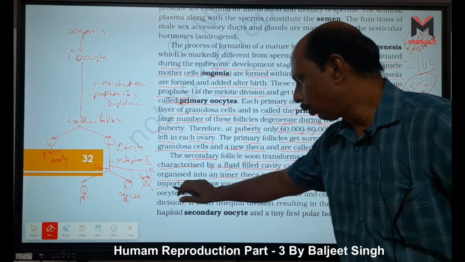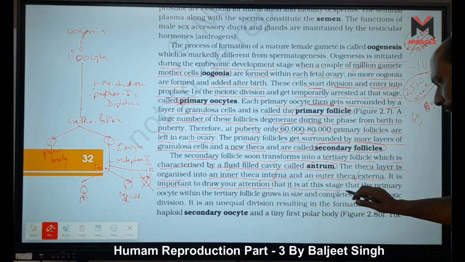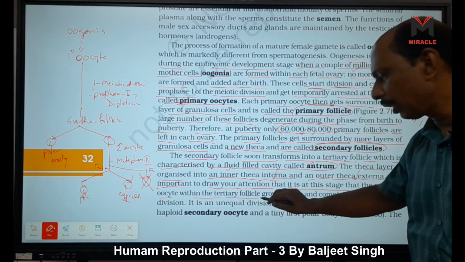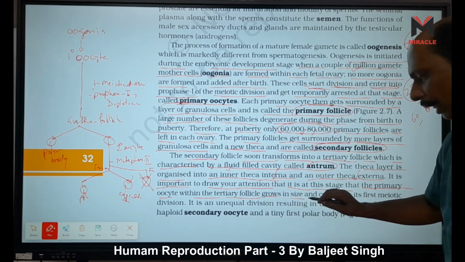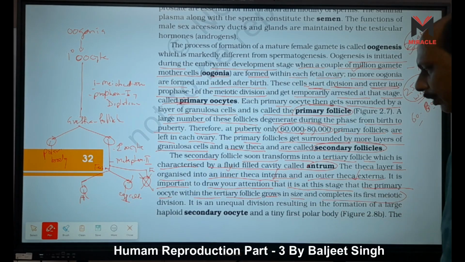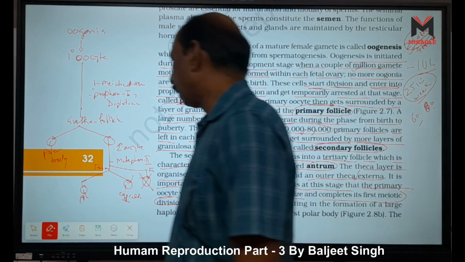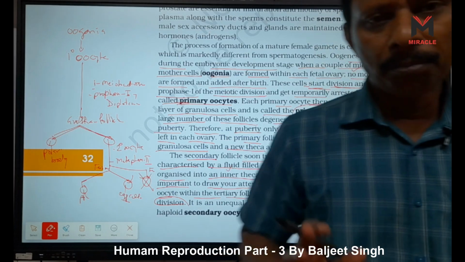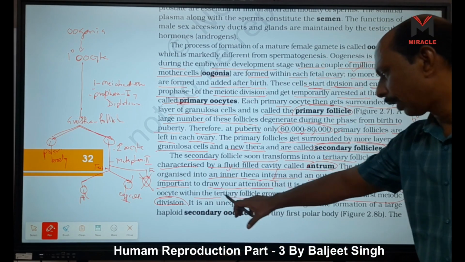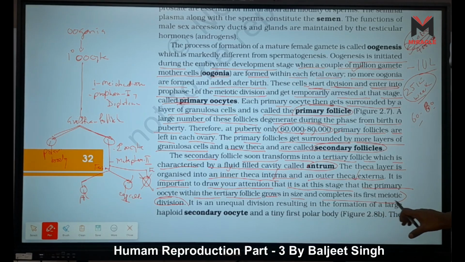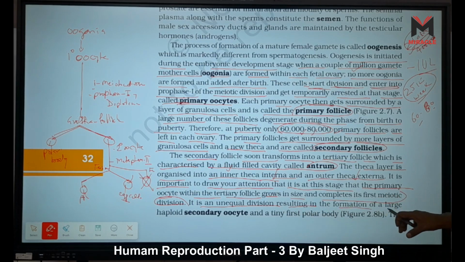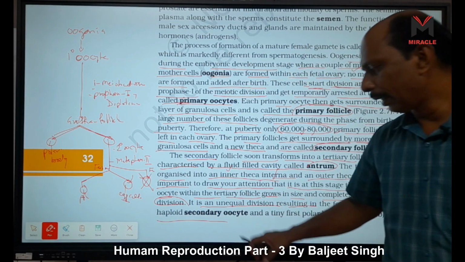It is important to draw your attention that it is at this stage that the primary oocyte within the tertiary follicle grows in size and completes its first meiotic division. I write here, in the Graafian follicle. What happens here? This division is completed. Graafian follicle means a mature follicle, or we can say a mature tertiary follicle. Within the tertiary follicle, the oocyte grows in size and completes its first meiotic division. It is an unequal division resulting in the formation of a large haploid secondary oocyte.